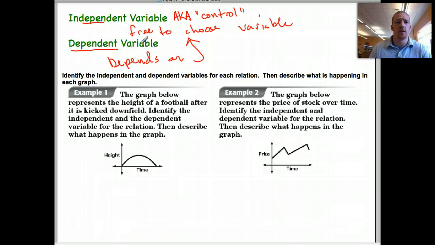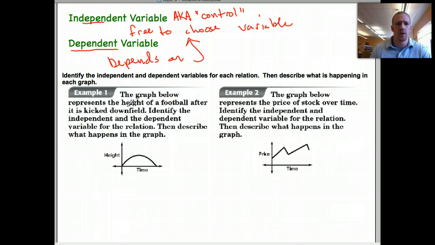So usually it's easier to figure out what depends on what. You say, this depends on that, so that means that this is the dependent variable. Once you know the dependent variable, then you know the independent variable. It's just the other one. So identify the independent and dependent variables.